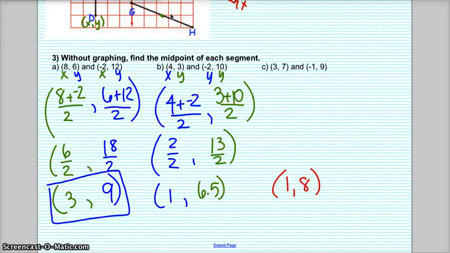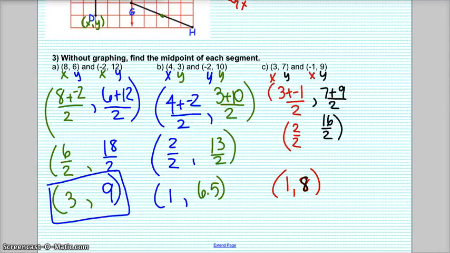Letter C, give it a shot. I got an answer of (1, 8). Pause the video and see if you can do the same. All right, there's my work for letter C. If you didn't get it, double check all of your calculator work. If you have a question, ask me in class.